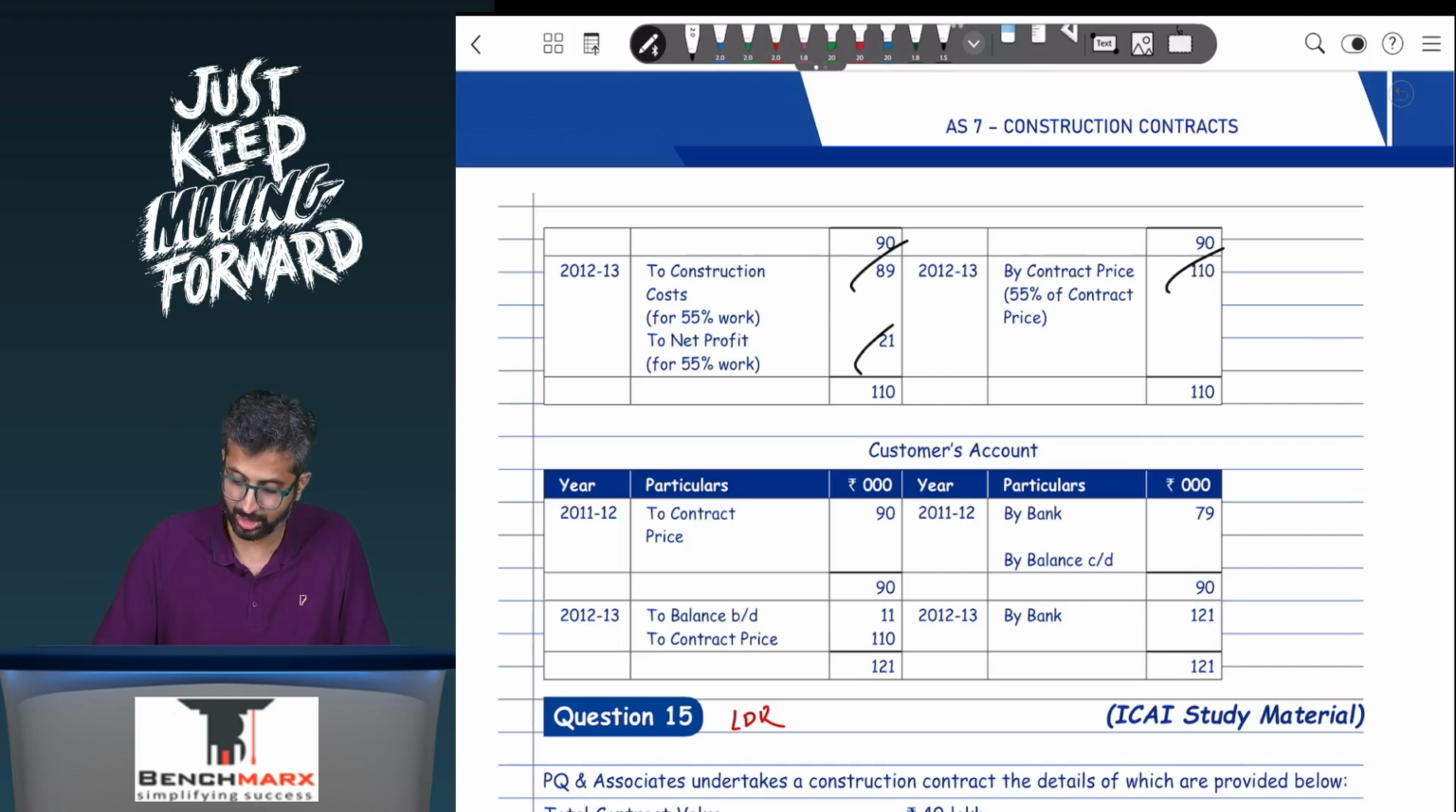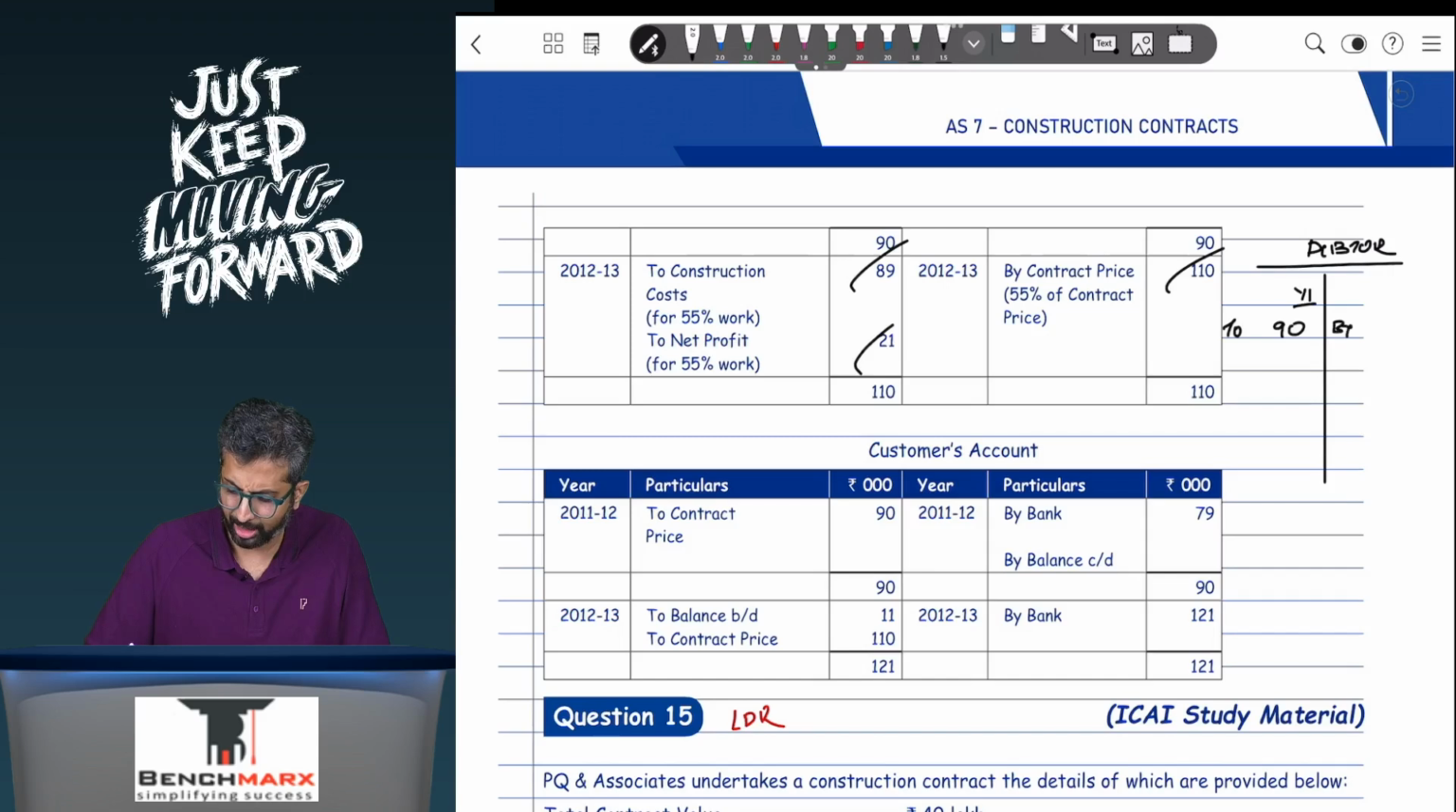Now the thing is customer's account. In your customer account, it is like the debtor account. So in debtors, what is your entry? The moment there is a sale, your entry is debtor account debit to sales. In year 1, your debtor account debit, let's say this is customer or debtor account debit to sales. So your contract revenue would be recognized at 90.